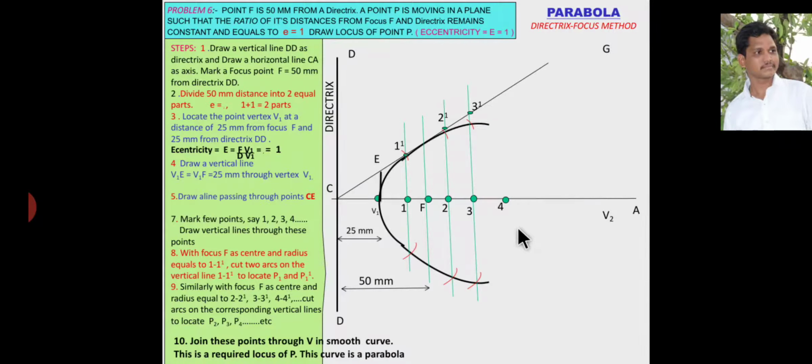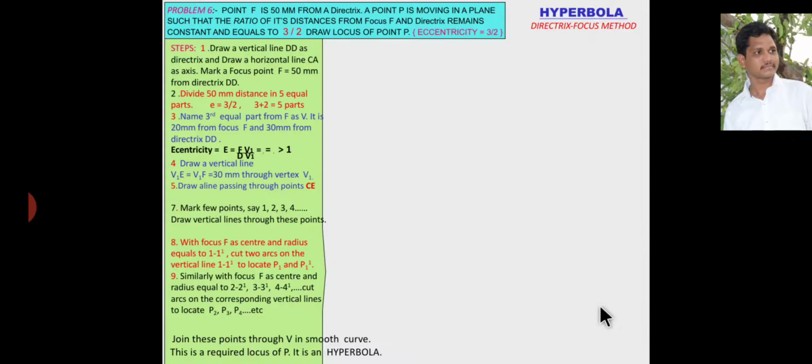In the case of a parabola, the value of eccentricity is equal to 1. So you have to divide the distance between CF into two equal parts. Now coming to another problem, that is a hyperbola.